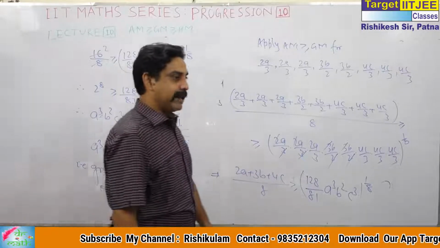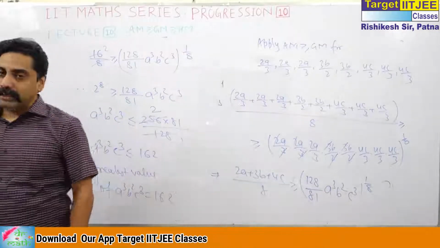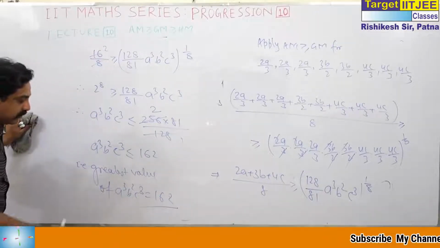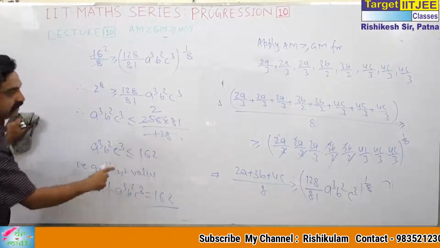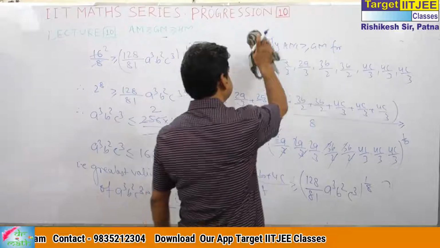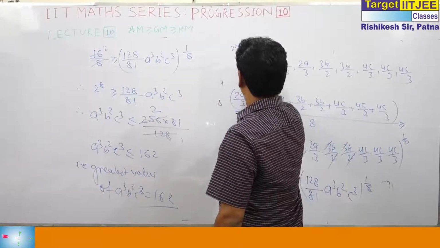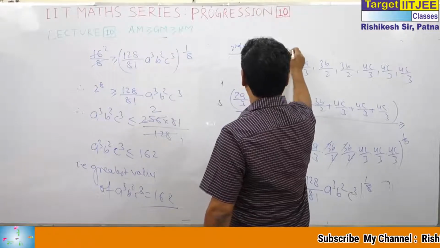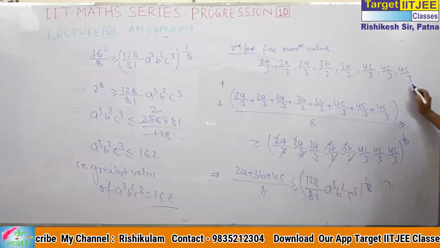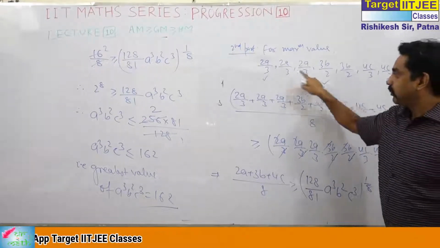Now there is one more part. Find the corresponding value. Find the corresponding value means: for what value of A, for what value of B, and for what value of C do we get 162? See the second part. For the maximum or greatest value, these quantities are equal. This equal to this equal to this.